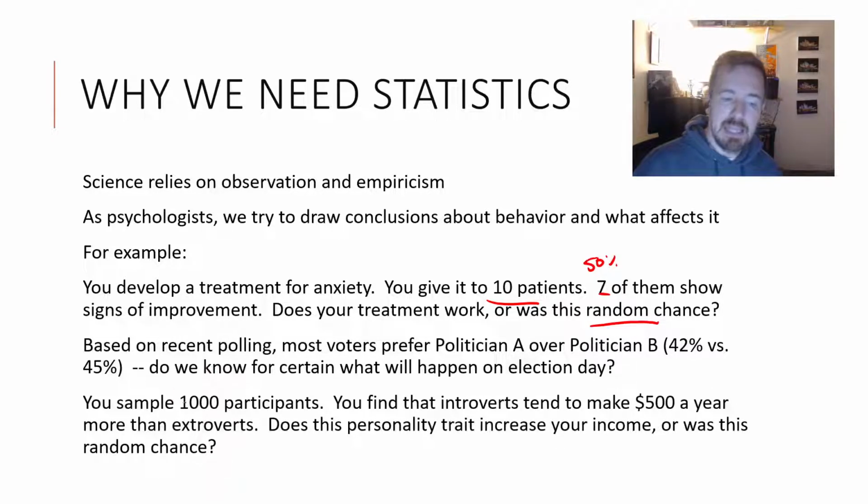One final example, if we sample 1,000 participants, we find that introverts seem to make more money a year than extroverts do. Does this mean that personality trait is going to increase your income, or is it just random chance that this happened? That based on our sample, this was just an aberration, just an anomaly that they had more. This is why we need stats, to help us understand, to find the message, to find the story in all of this variability and all of this variation.